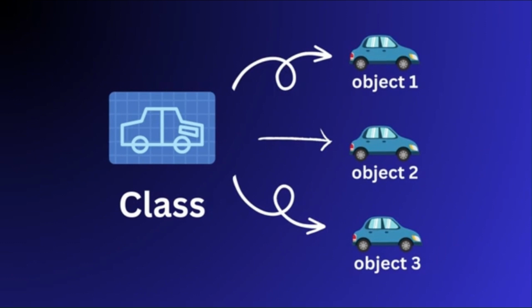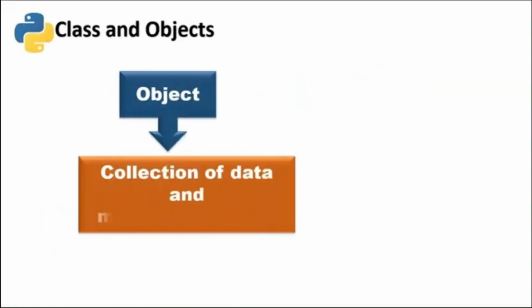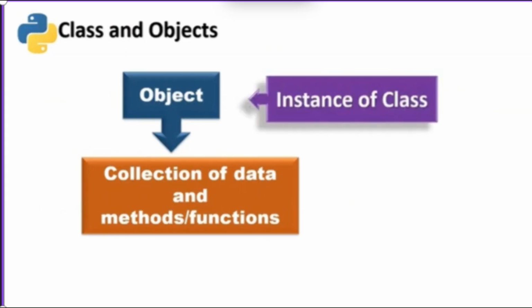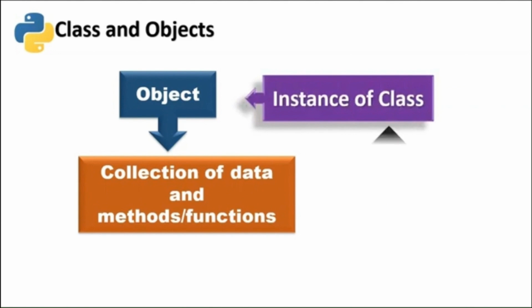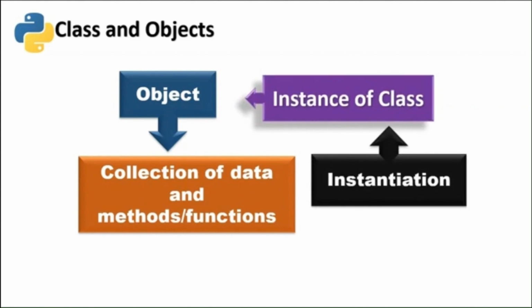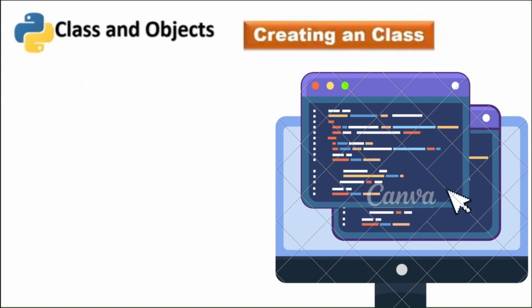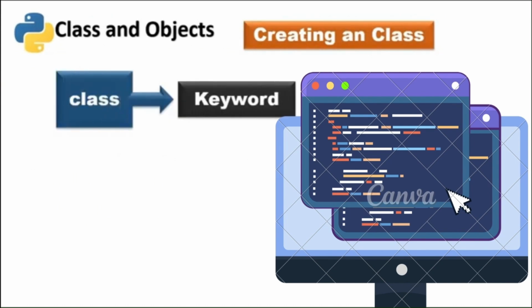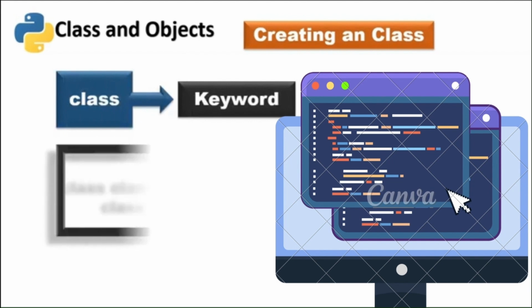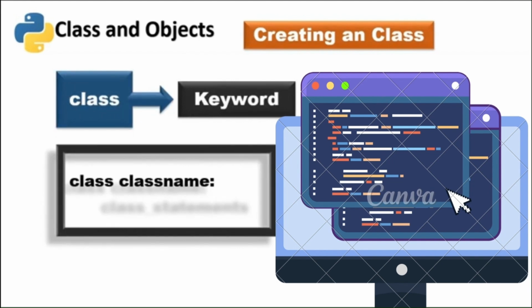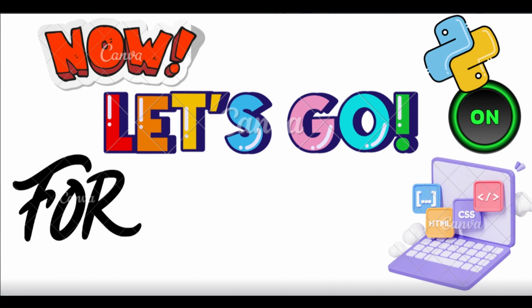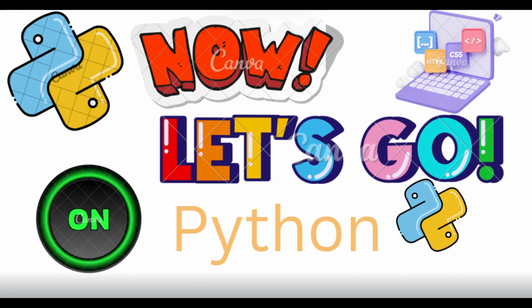A class and an object. An object is a collection of data and methods or functions, and we call it an instance of a class. To create it is called instantiation. To create a class, we need the class keyword: class, class name, colon, class statements. Now, let's go to Python, which means PyCharm.